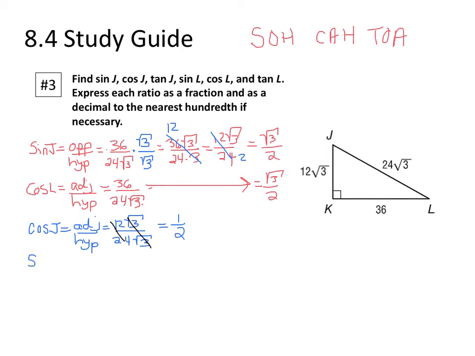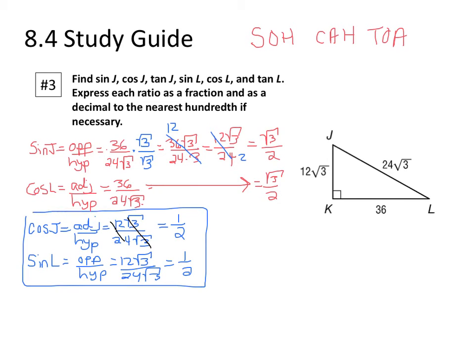So if I look at sine of L, sine is opposite over hypotenuse, and the opposite of L is 12 square roots of 3. So we have exactly the same thing here. Hopefully you see that. And they are going to be equal. So we've got these as a pair that are equal, and these two as a pair that are equal.